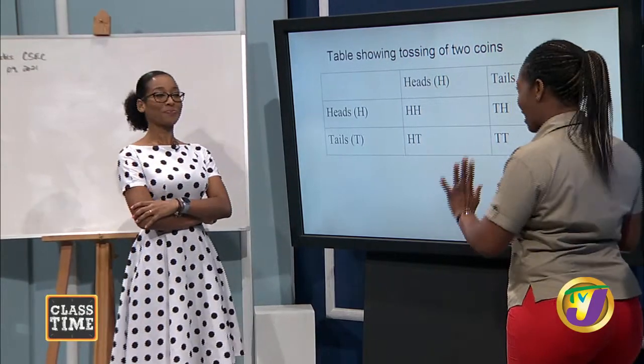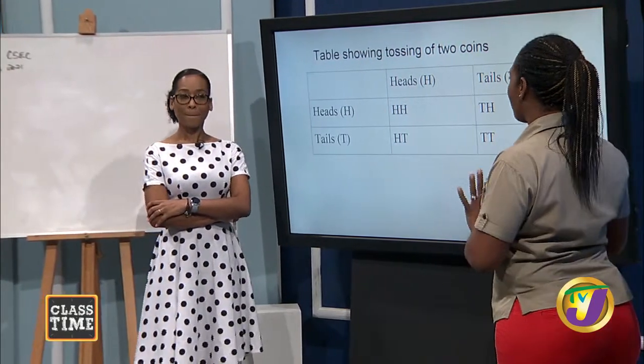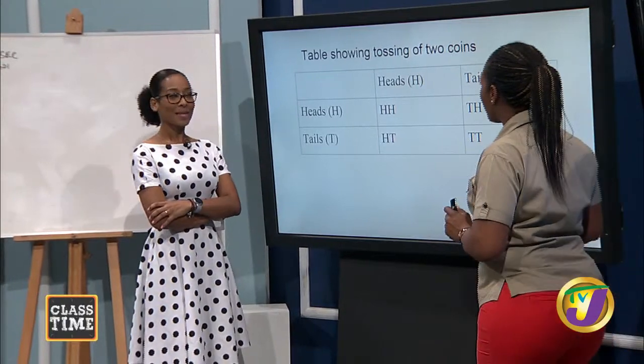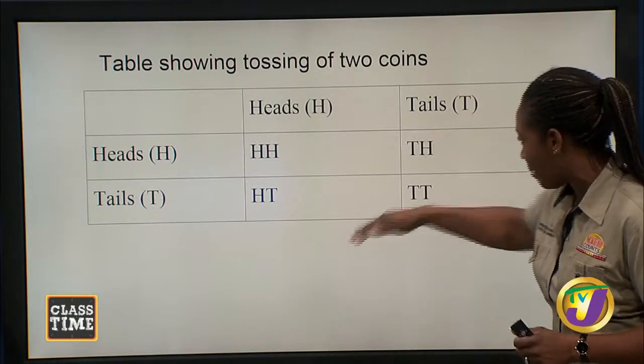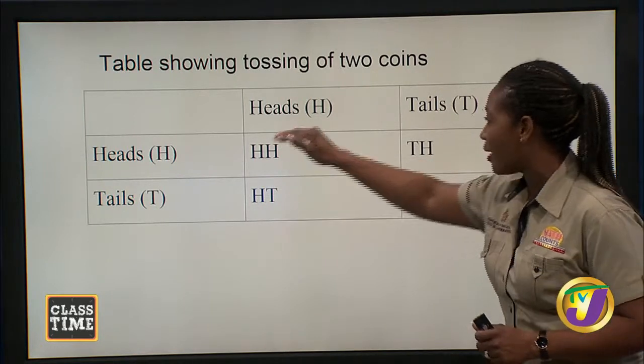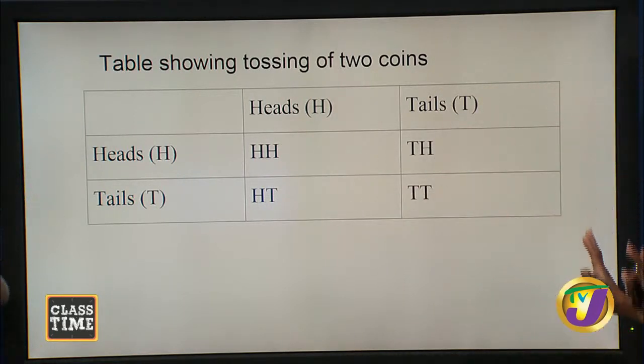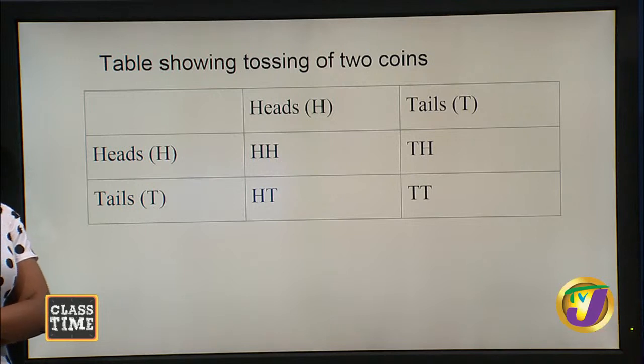Good. So let's just go from there. We have 4 possible outcomes. For the first coin, we can either have a head or a tail, and we've combined it. For the next coin, we can have a head or a tail, and we've combined it. So we have 4 possible outcomes because the coins are independent of each other.